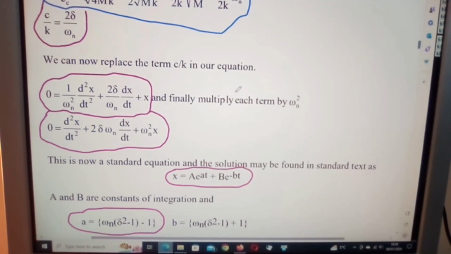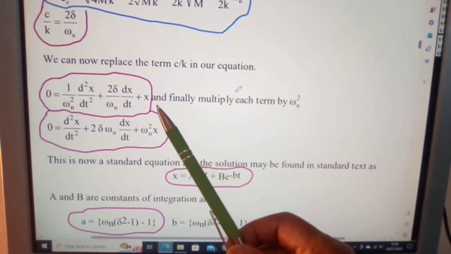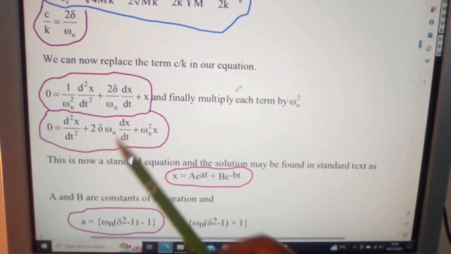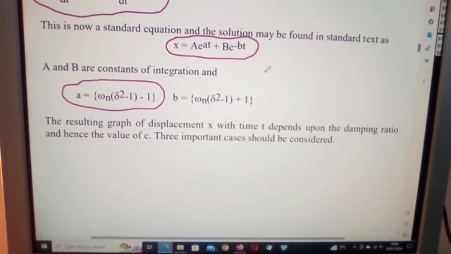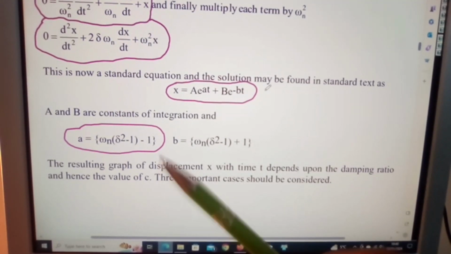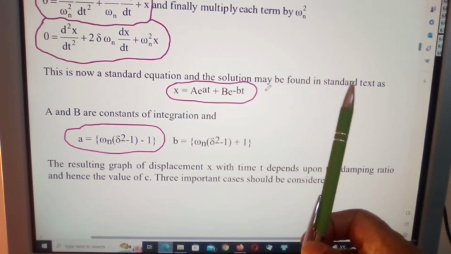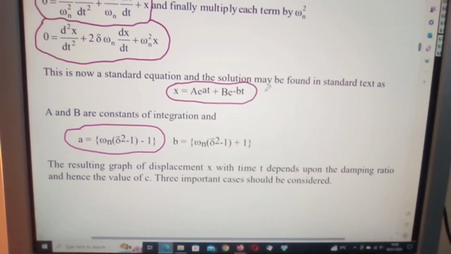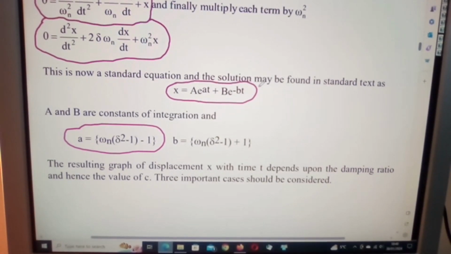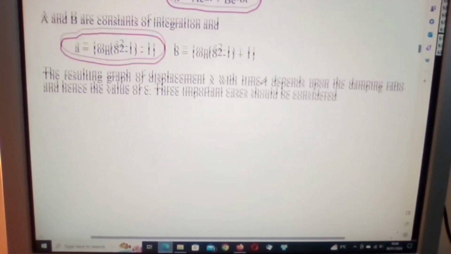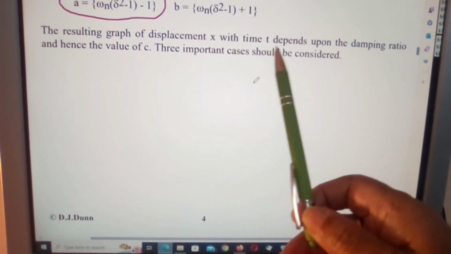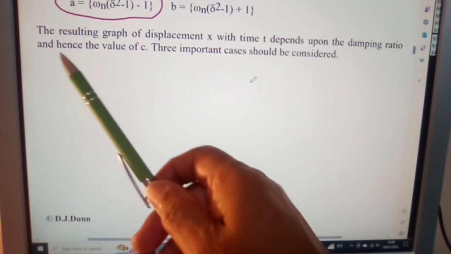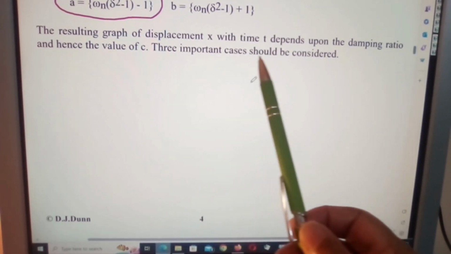We can now replace the term by C over K in the equation, and here we are. I don't need to say anything further because it speaks for itself. This is now a standard equation, and the solution may be found in standard text as follows, where A and B are constants of integration. The resulting graph of displacement x with time t depends upon the damping ratio, and hence the value of C. Three important cases should be considered.